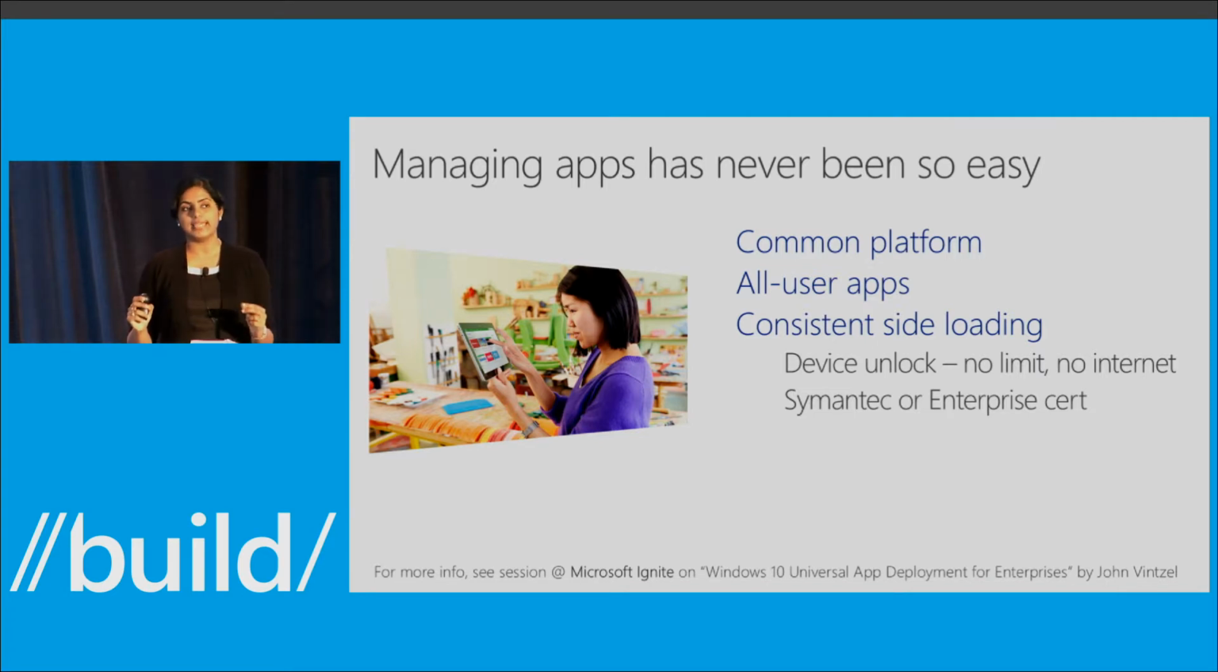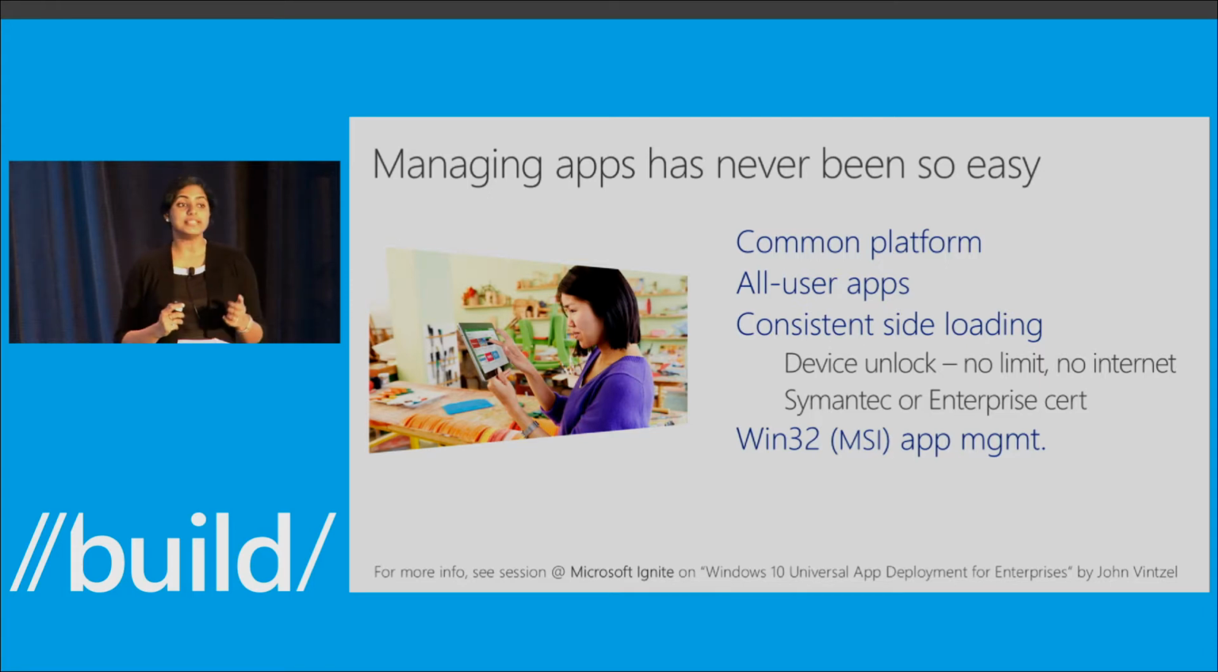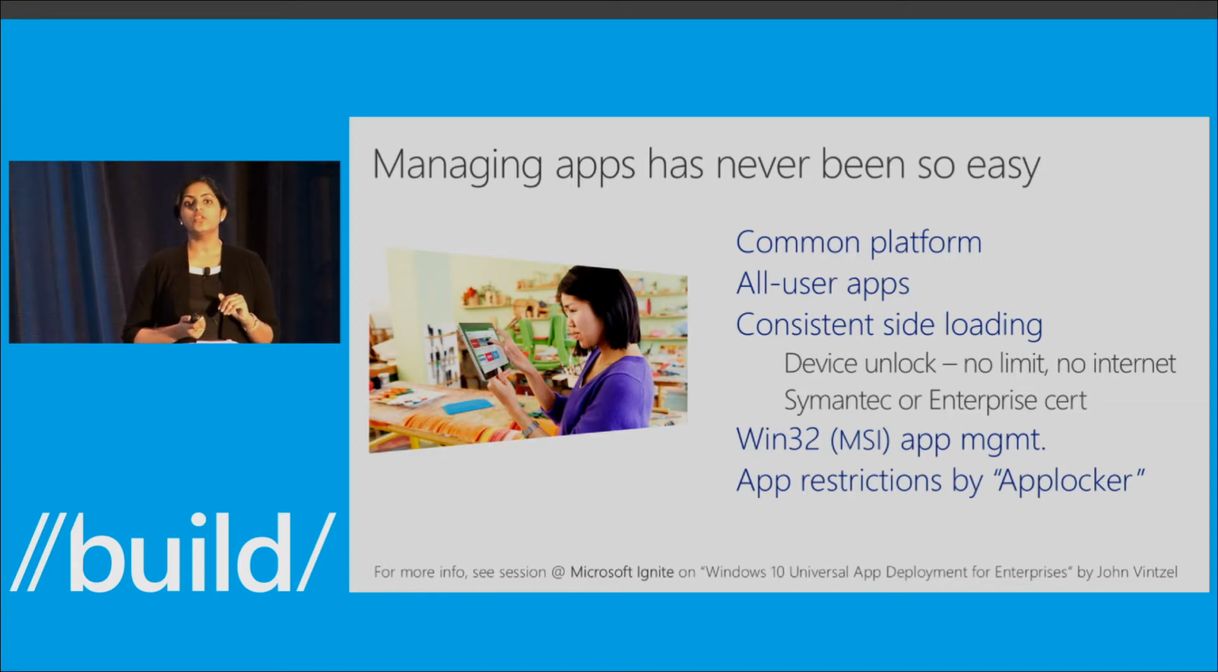In terms of signing the enterprise line of business application, you can either use a Symantec certificate or a specific enterprise signing certificate. We talked about store applications, but Win32 applications are still widely used in PCs, or I should say classic Windows applications. With Windows 10, you can install and manage MSI-based classic Windows applications through MDM.